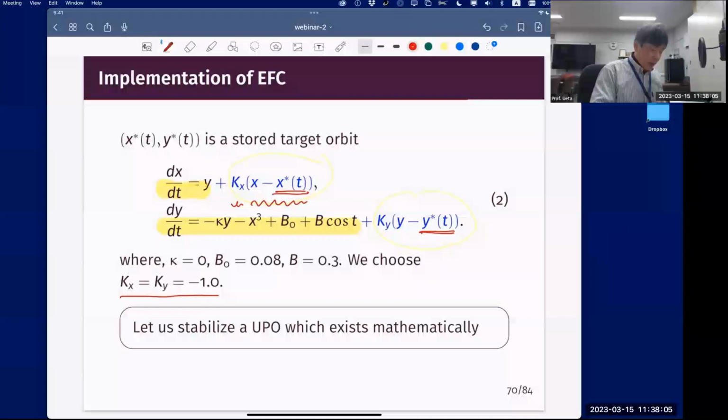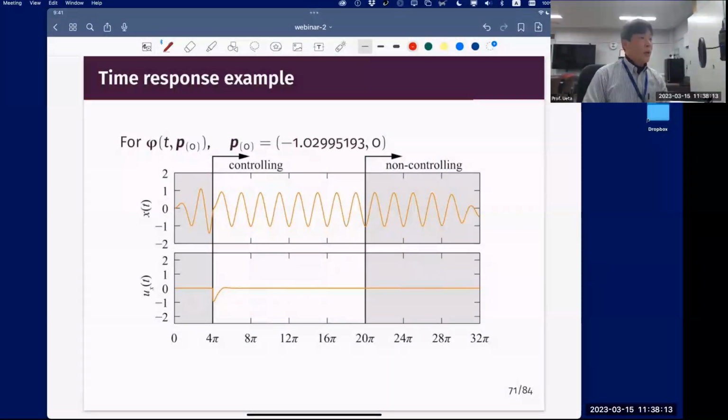And stabilize X star and Y star. Okay, this is the time series of the state X and control input UX. Here, we just start the control. Without control, it makes chaotic motion for this example. And control starts here. There are comparatively big errors here as a control input, but it stabilizes the period 1 motion. Then if we turn off the control, it's going to be another attractor, or the chaotic attractor is absorbed by another attractor.